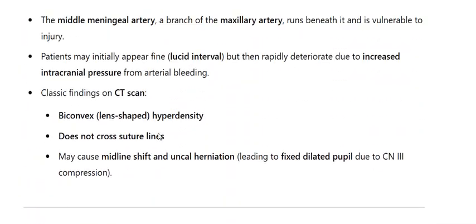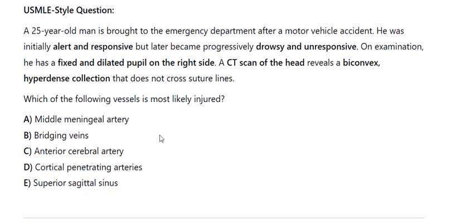USMLE style question. A 25-year-old man is brought to the emergency department after a motor vehicle accident. He was initially alert and responsive, but later became progressively drowsy and unresponsive. On examination, he has a fixed and dilated pupil on the right side. A CT scan of the head reveals a biconvex hyperdense collection that does not cross suture lines. Which of the following vessels is most likely injured?